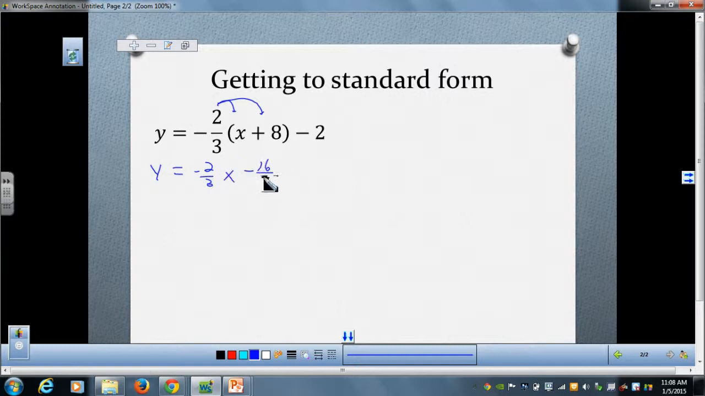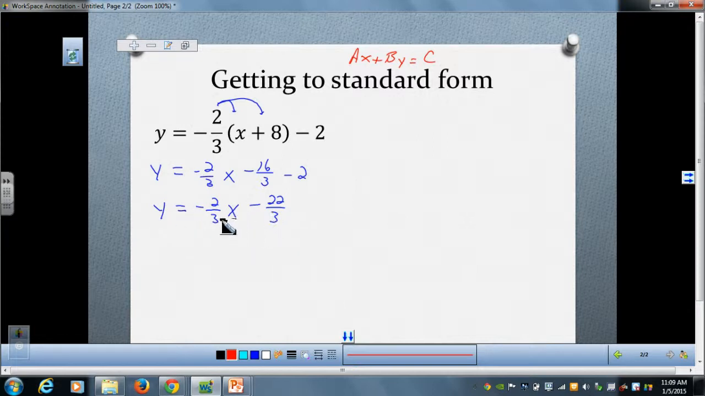You can see this looks exactly like what we did. Combine like terms, so negative 2/3 x minus 22/3. So we get to slope-intercept form. Now from here, if you recall, standard form looks like ax plus by equals c. One of the first things we want to do as we go from slope-intercept form to standard form is clear our denominators. We don't want any fractions when we are in standard form.